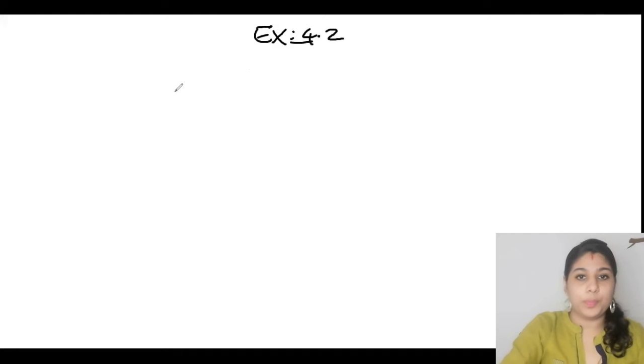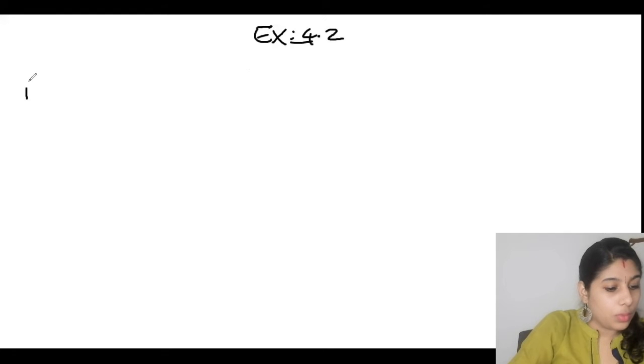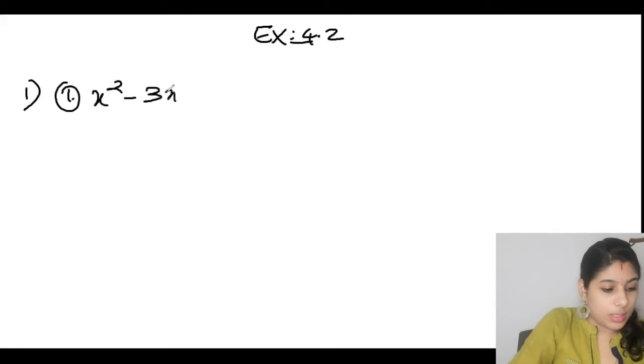Exercise 4.2. Question number 1. We have to find the roots of the different quadratic equations given below. First is x square minus 3x minus 10 is equal to 0.